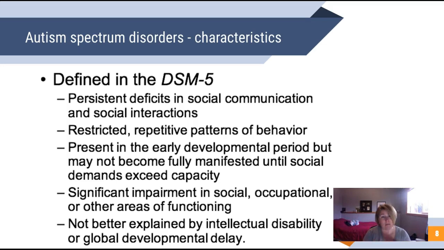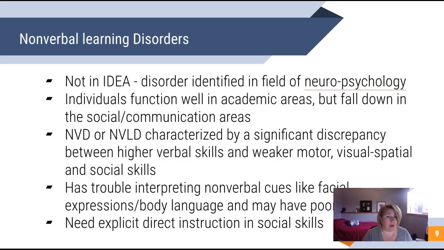And then finally, if you're going to identify someone on the autism spectrum, it's not better explained by an intellectual disability or some other developmental delay. That's not to say that individuals with the autism spectrum can't have an intellectual disability, but if you're going to identify this as the main disorder, it's not going to be better explained by an intellectual disability. Okay. All right. Another, we've talked about some sort of wings of autism.